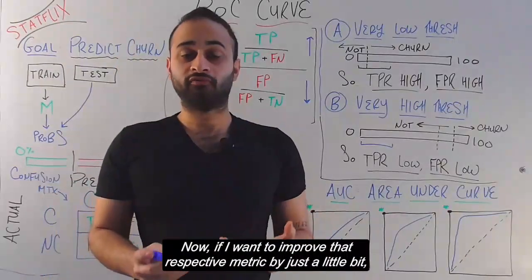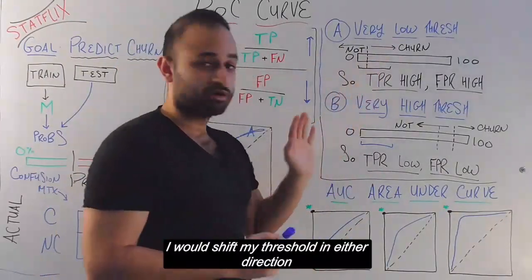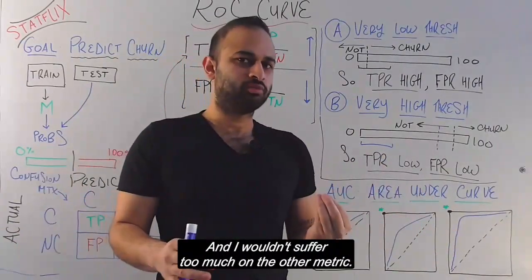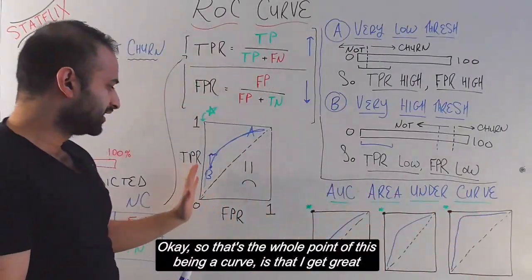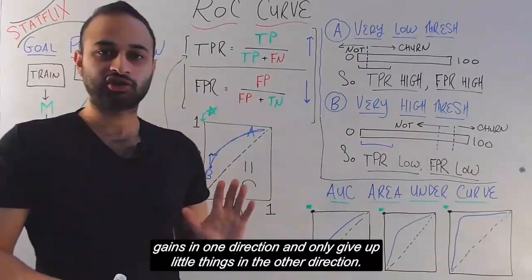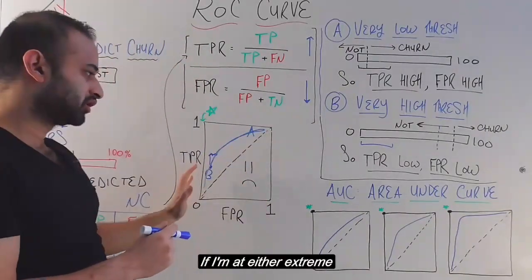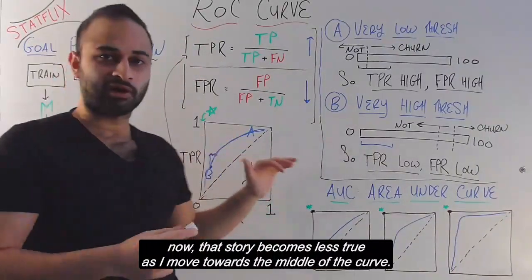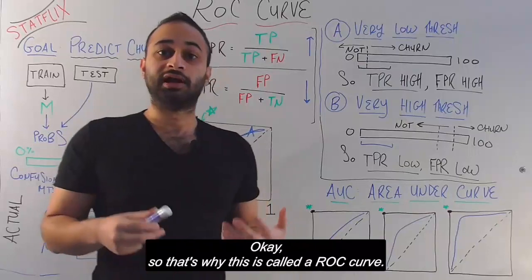Now, if I want to improve that respective metric by just a little bit, I would shift my threshold in either direction and I would improve that metric drastically. And I wouldn't suffer too much on the other metric, okay? So that's the whole point of this being a curve, is that I get great gains in one direction and only give up little things in the other direction if I'm at either extreme. Now that story becomes less true as I move towards the middle of the curve. Now it's more of a one-to-one trade-off, okay? So that's why this is called a ROC curve.